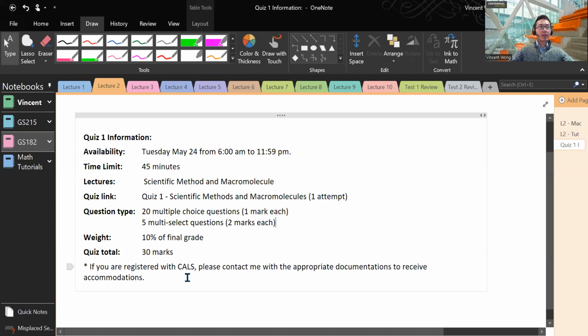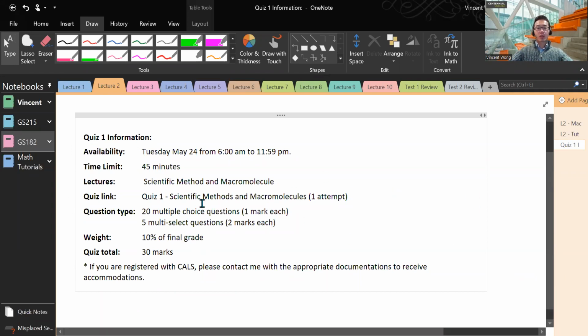If you register with CALS, which is our Centers for Accessibility and Learning, and you require accommodation, let's say you have an IEP in high school and you need extra time for your test, then you have to get registered with CALS and send me the appropriate documents so I can give you the extra time for all your assessments. Please contact me if you need more information on that.